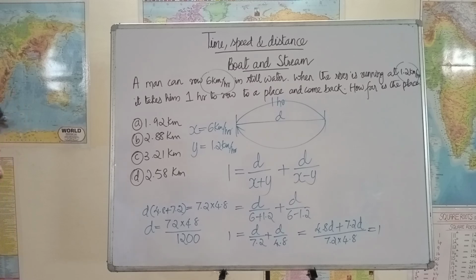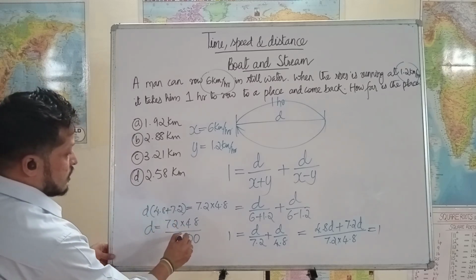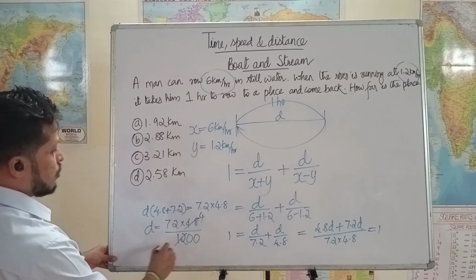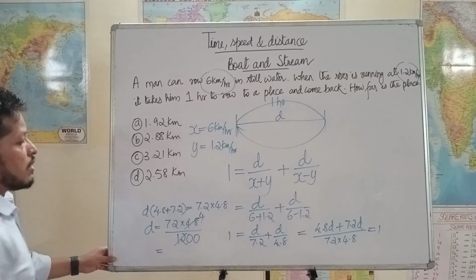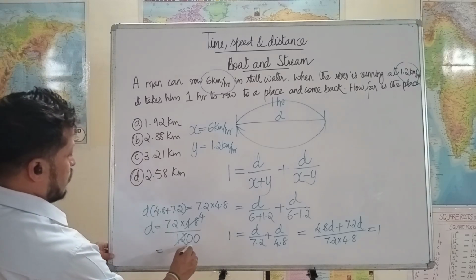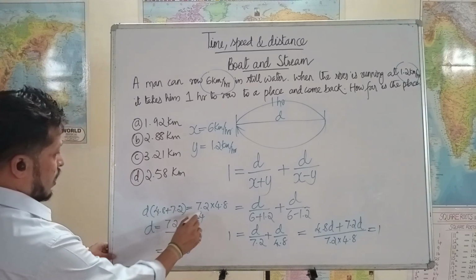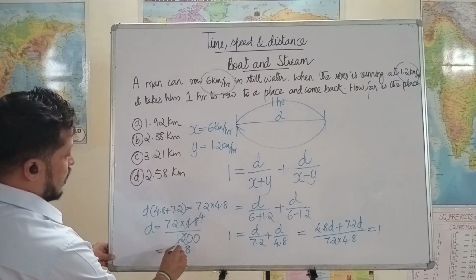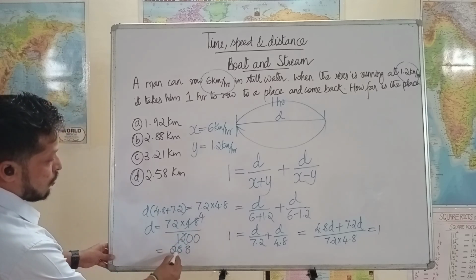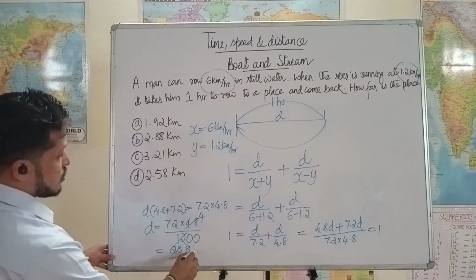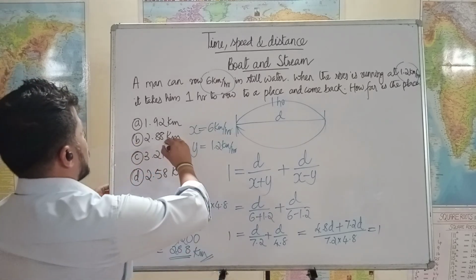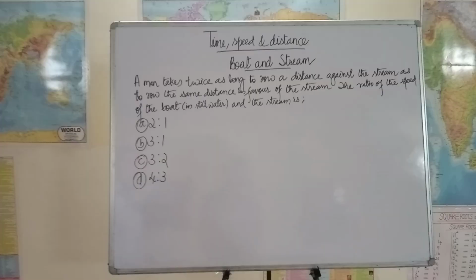For simplification of our purpose, 12 ones are 12. So 72 into 4 is what? 4 2s are 8, 4 7s are 28. And now, because of these two zeros, I will add the point after 2 digits. This will be kilometers. So 2.88, yeah, we have option B as 2.88.